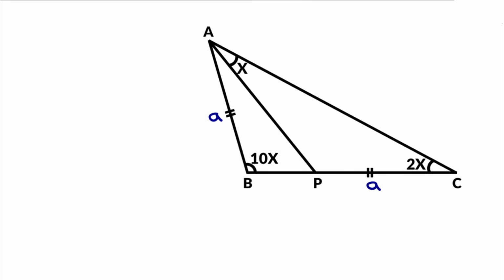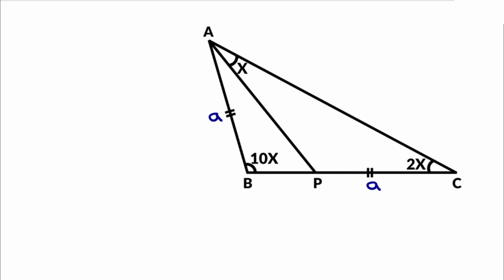We're also given three angles. Angle PAC is x, angle PCA is 2x, and angle PBA is 10x. Our goal is to find the value of x. At first glance, there doesn't seem to be enough information. So instead of trying to force a solution, we're going to create one.